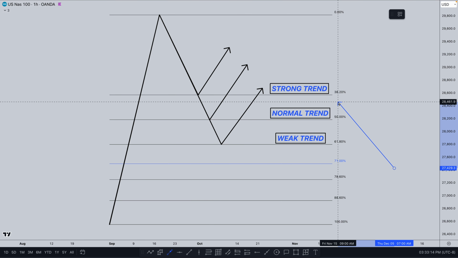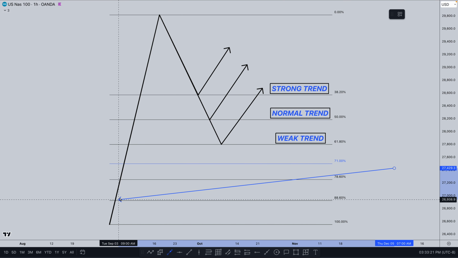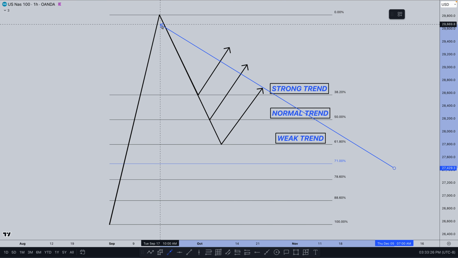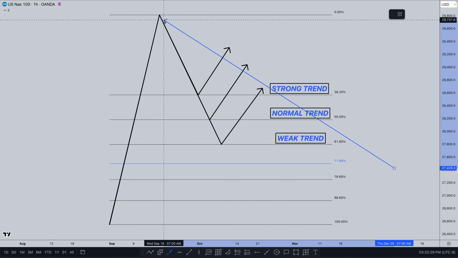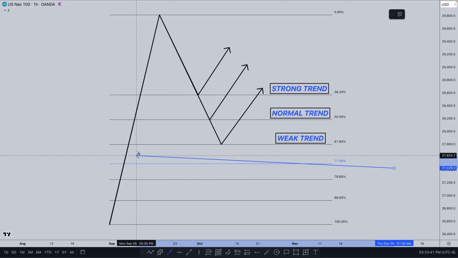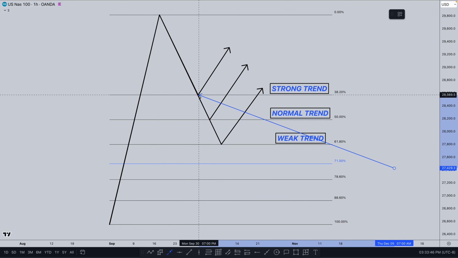If it only drops 38%, that means it's very strong. And the reason why is because the buyers were able to come in and push the market significantly higher. But when the sellers stepped in, as they always do, unfortunately, they were so weak. The sells were so weak that they were only able to push the market down only 38%. That means the buyers are in full control. So it's a very strong trend if the market bounces from this 38.2% level.